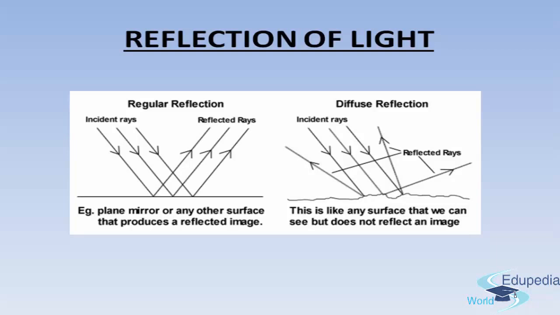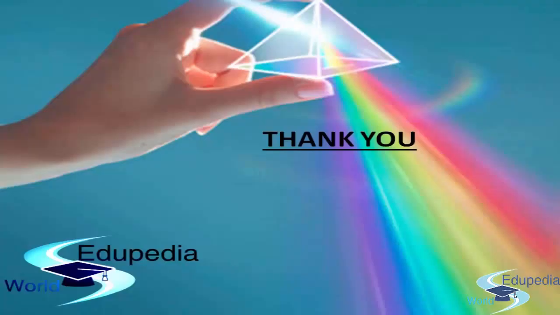So in this video, we learnt about dispersion of light and reflection of light. Now that we know how the diffused and regular images are formed, in the next video, we will talk about how exactly and in detail the image by plane mirrors is formed.